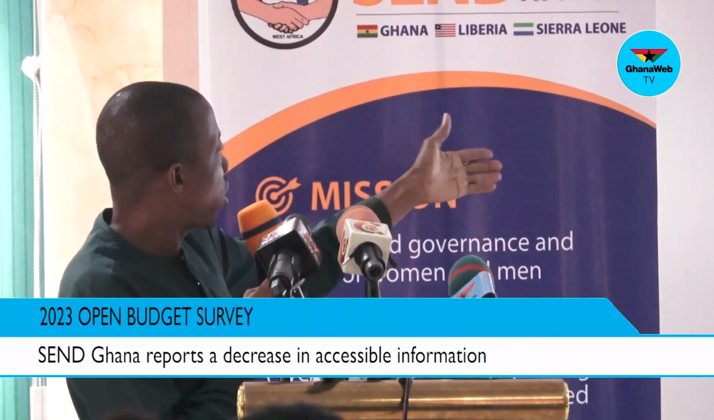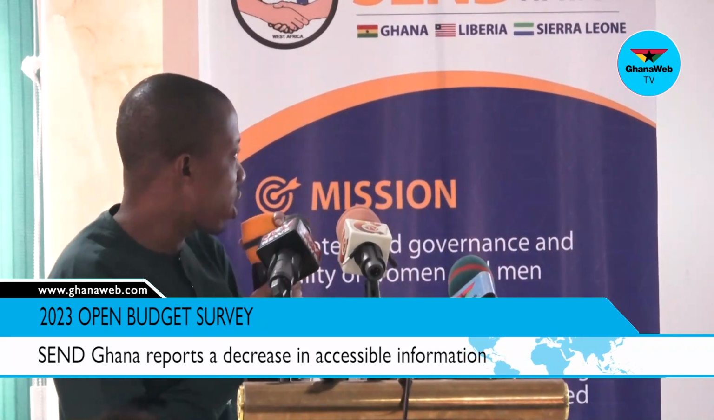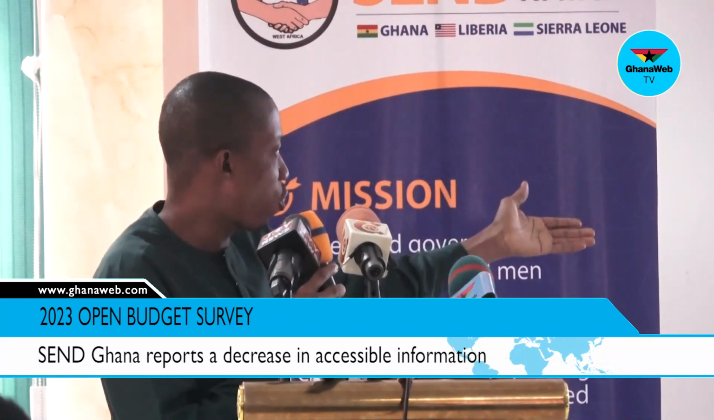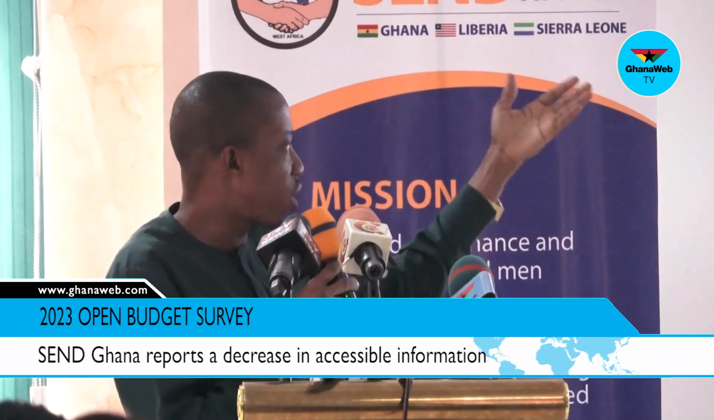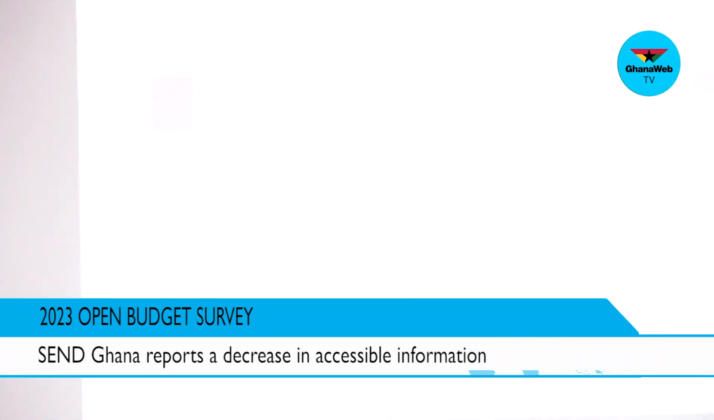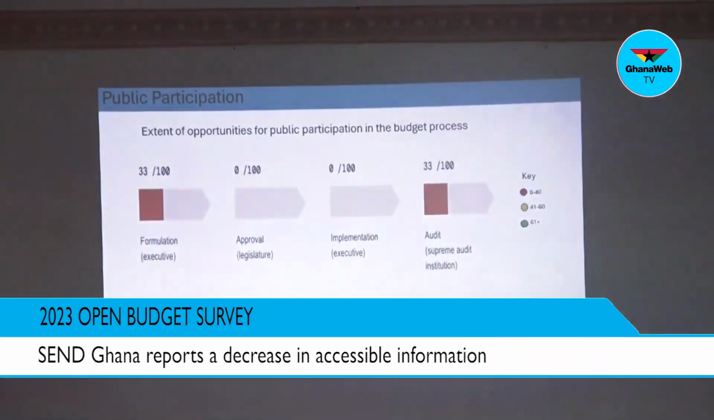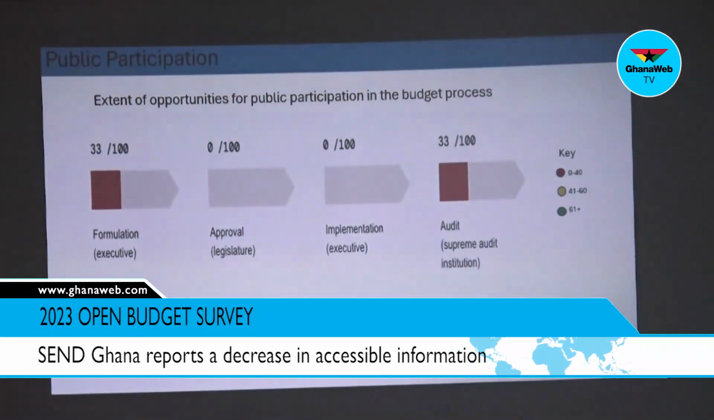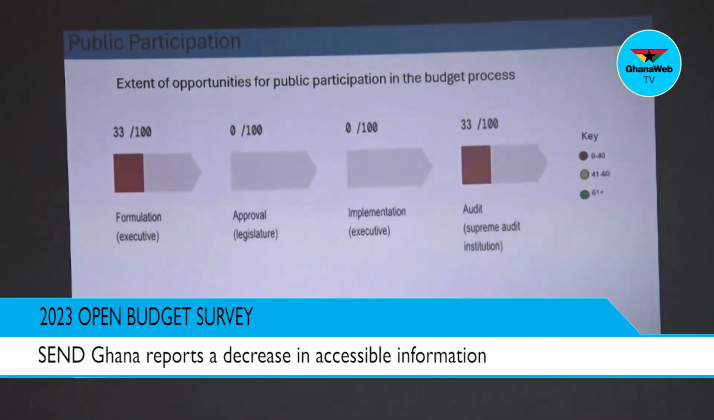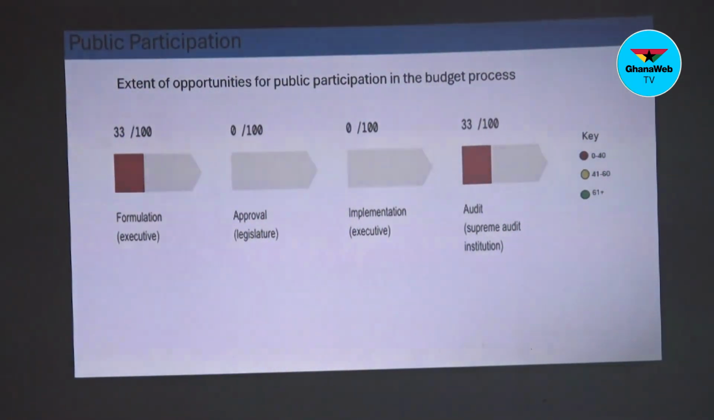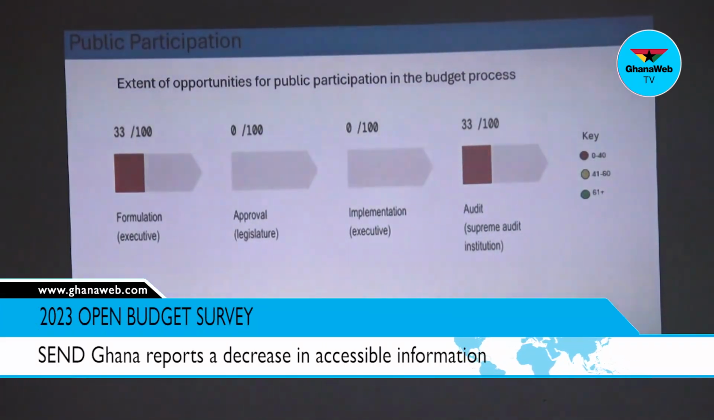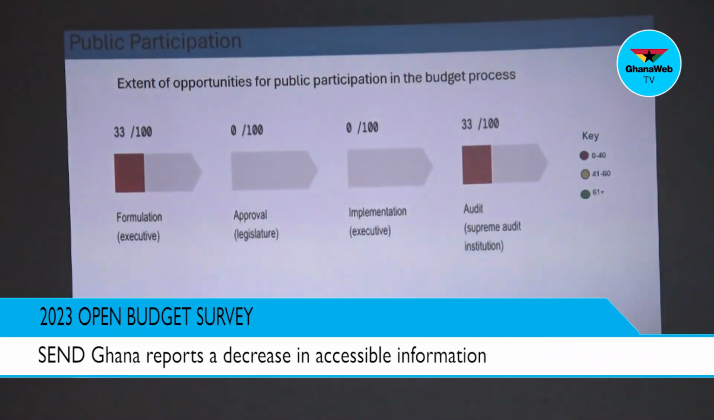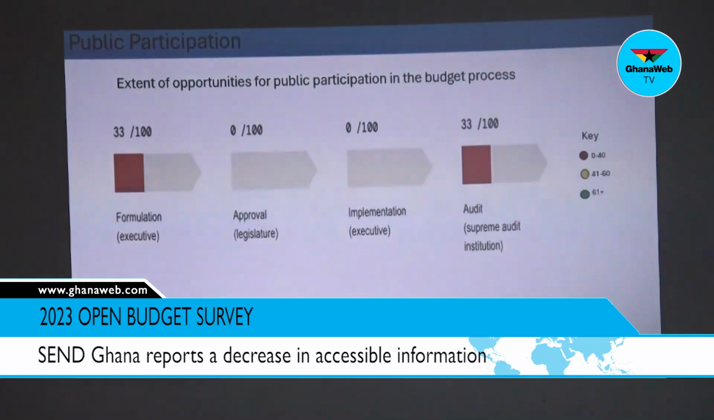These are the 4 stages of the budget process. We have the budget formulation, the approval, which is undertaken by the legislature, the implementation, which is done by the executive, and then the audit, which is done by the audit service. Now this is our score. The formulation stage is usually where you find a lot of citizens participating in the process. This is the place where you see the finance minister often announcing and giving opportunities for citizens, CSOs, and all manner of people to participate. But even that, our score was just 33 out of 100, which is not encouraging enough.